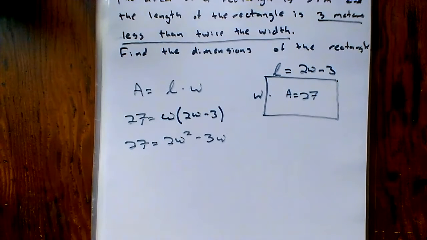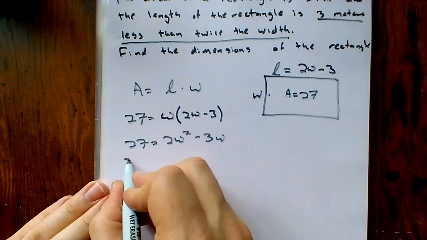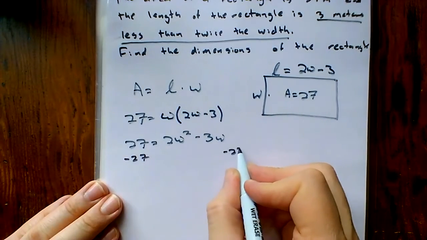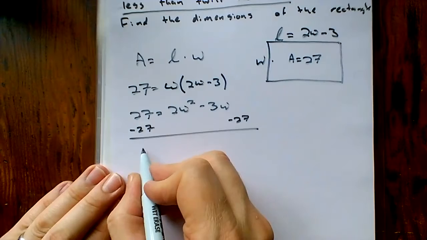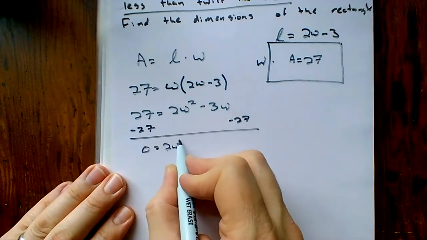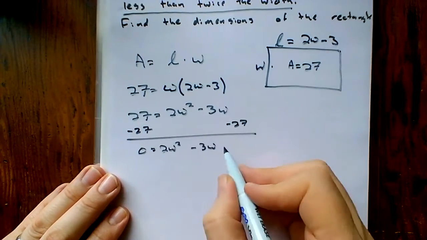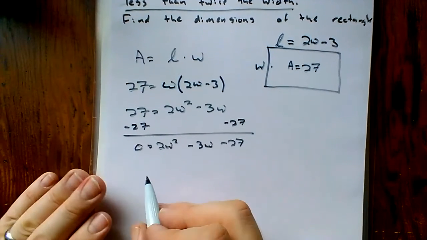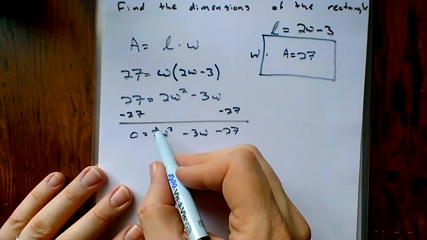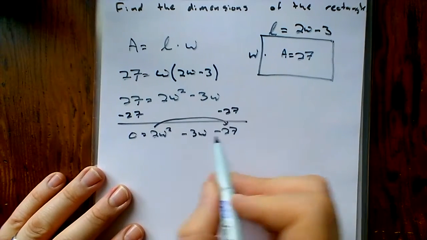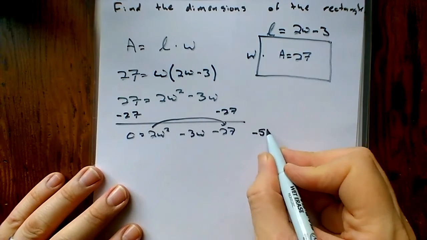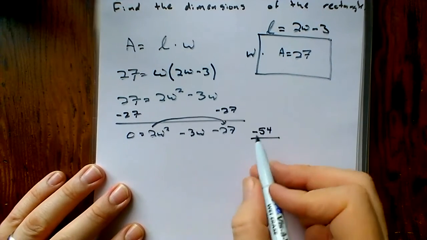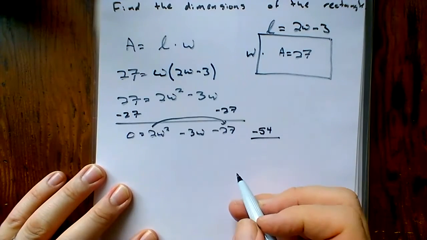This is something that we know how to solve. I'll be able to move this 27 over to the other side. So I'm going to subtract 27 from both sides. I'll have 0 is equal to 2w squared minus 3w minus 27. And from here, it's just a matter of factoring and solving. It looks like my key number is going to be 2 times negative 27. That's negative 54. And I need a factor pair of negative 54 that adds up to be negative 3.